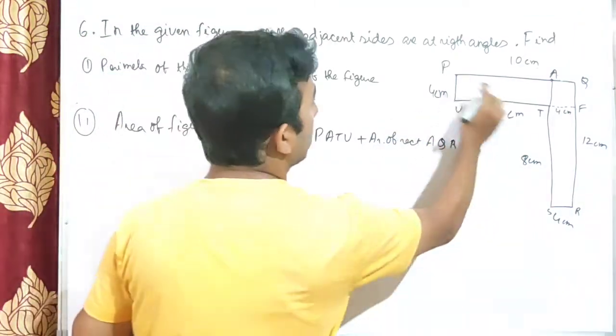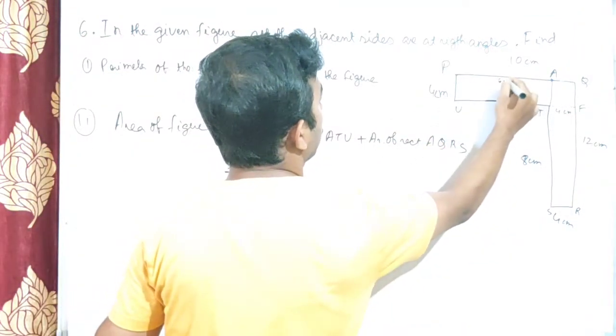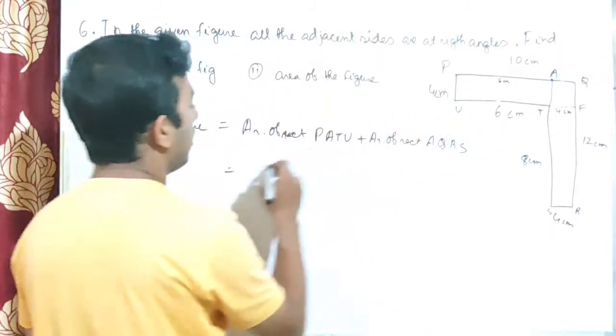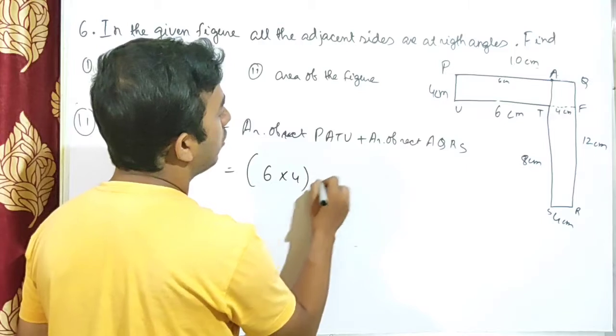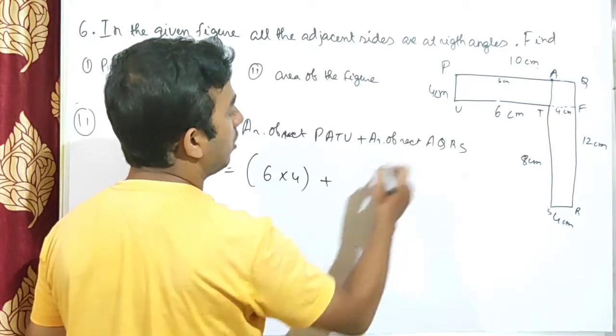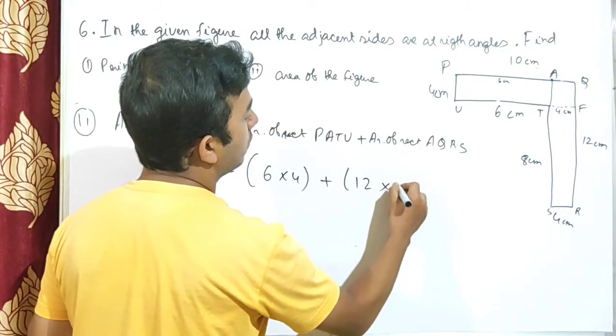Length is what? Length is 6, right? This is 6 centimeter, right? Because this side is 4. Okay. So it will be 6 into 4 plus area of rectangle, it will be 12 into 4.